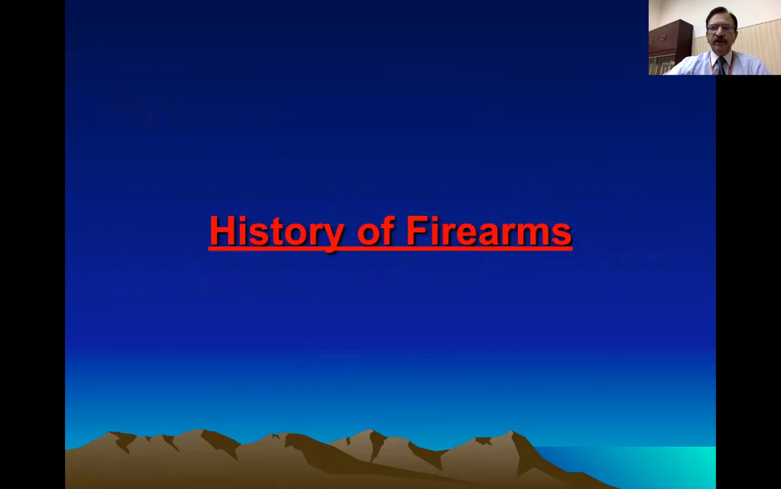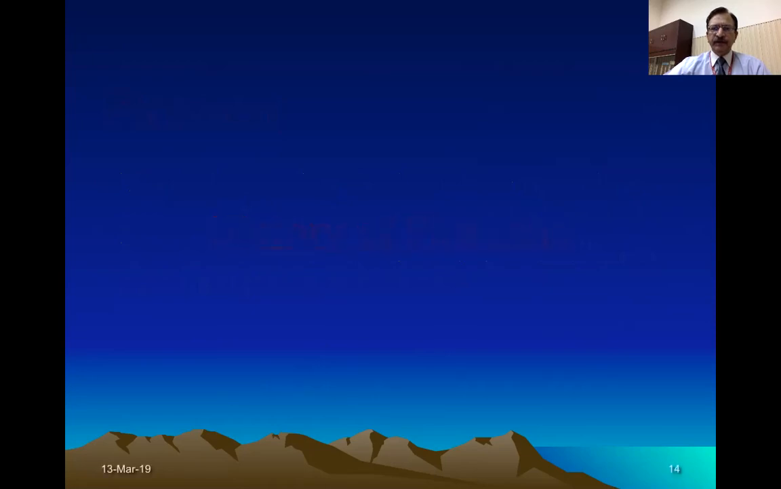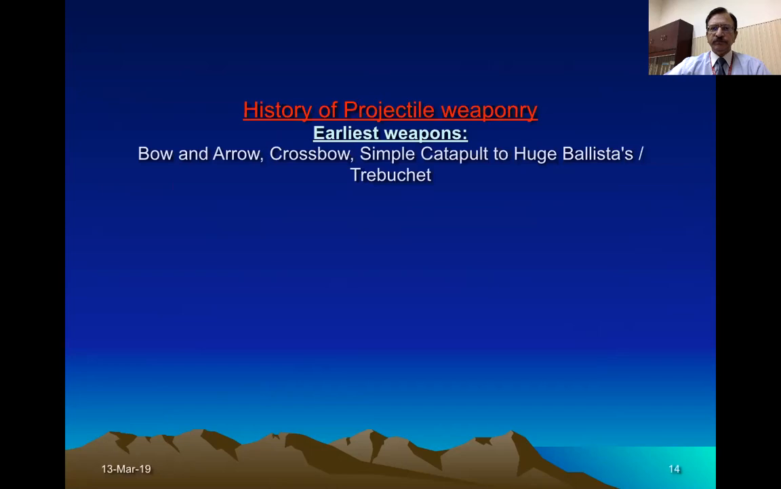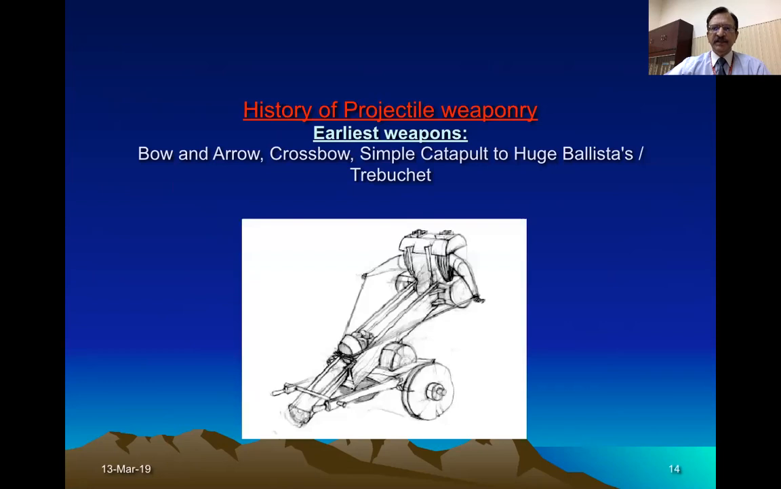So a little bit about the history of firearms: initially they were bows and arrows, crossbows, simple catapults, and huge ballistas, that is the manjaniq, which was used for throwing big stones by Muhammad bin Qasim. So this is a type of firearm.